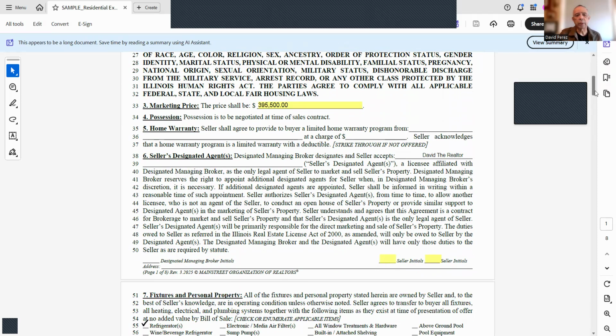Okay, real quick, we'll go down to the price. This is the price that you and the agent will agree upon selling, and this will be based on comparable marketing analysis that your agent puts together and the number that you feel is right for you.